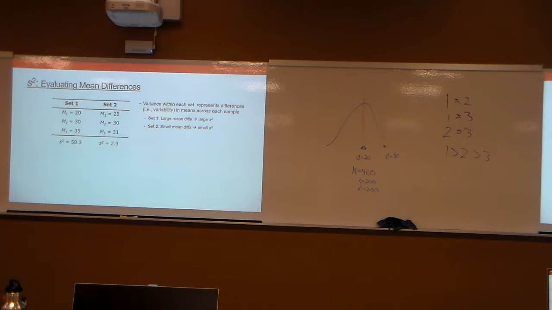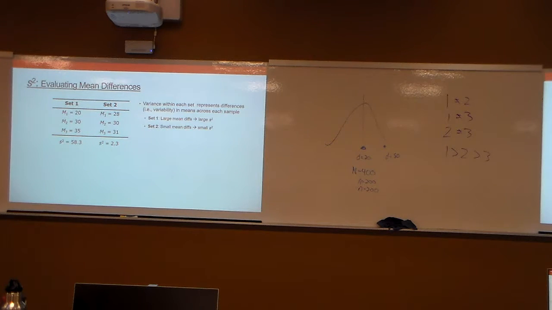So, looking at our mean differences here, I've got 2 different sets of data, set 1 and set 2. In set 1, I've got a mean of 20, mean of 30, mean of 35, with a variance of 58.3. Set 2: 28, 30, 31, variance of 2.3. Chrissy, in which of these sets am I seeing more differences across my means? Set 1. How did you know that? The variance is higher. Right, you're a quick guy and you figured it out.